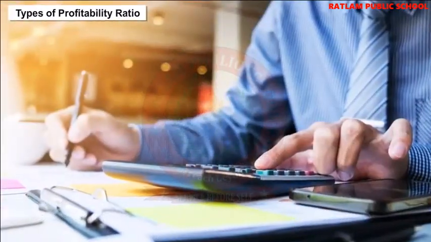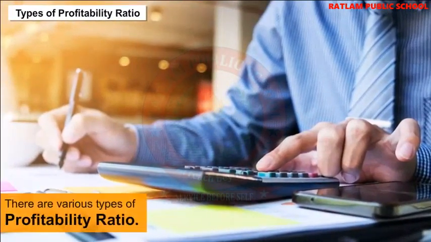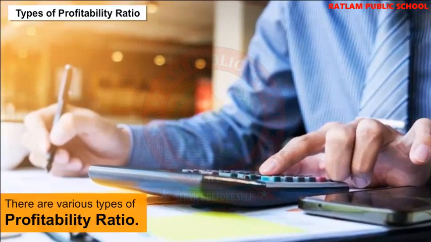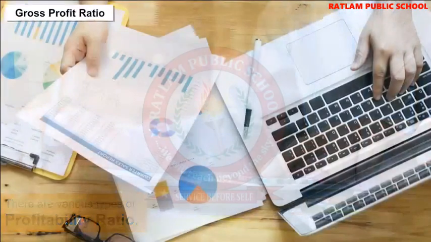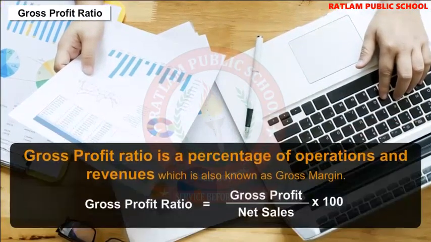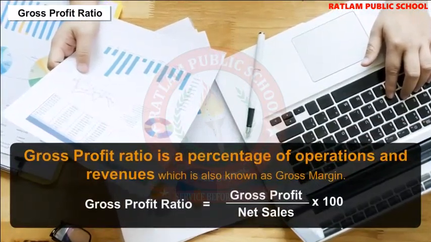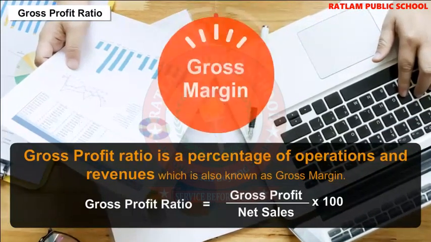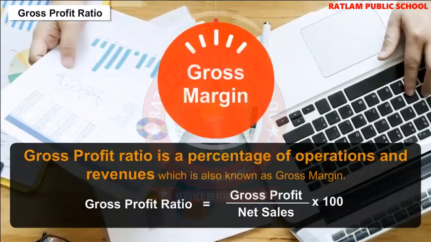Types of profitability ratio. There are various types of profitability ratio. Let us discuss them one by one. Gross profit ratio. Gross profit ratio is a percentage of operations and revenues, which is also known as gross margin.